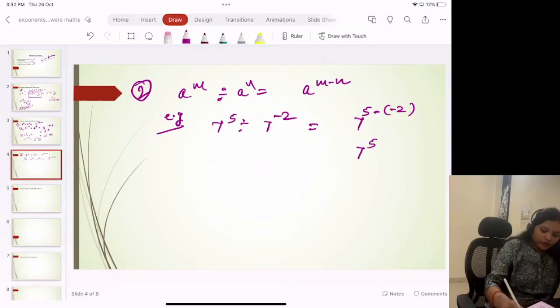7 minus minus plus, it will be 7, right? 7 to the power 7, this is your answer.